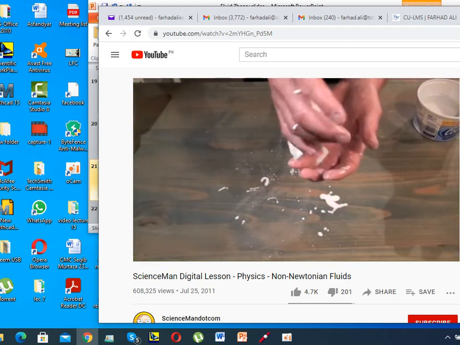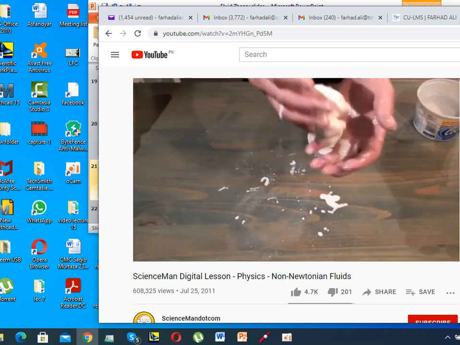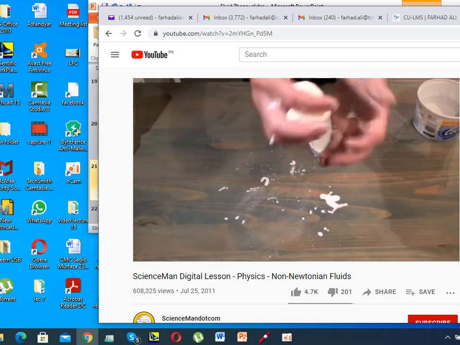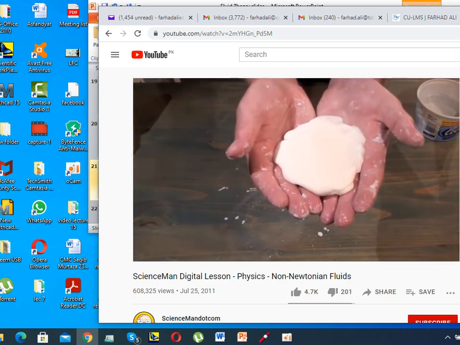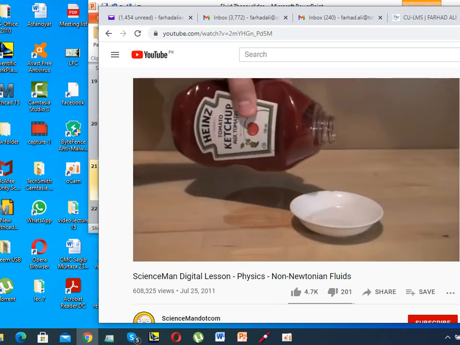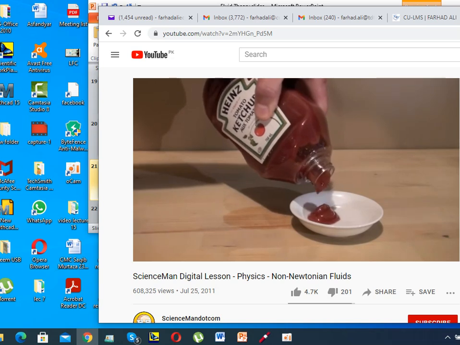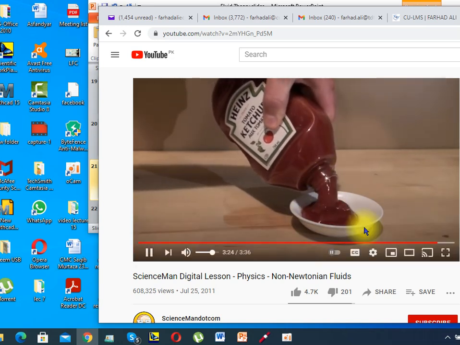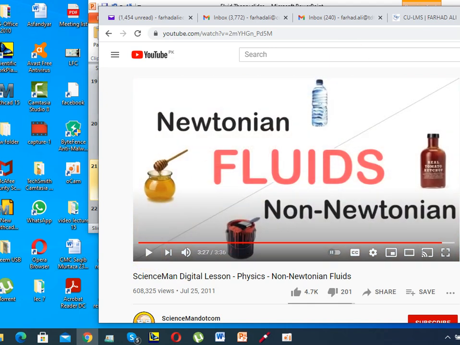So in summary, non-Newtonian fluids have unpredictable responses to applied forces. With applied forces, they become more viscous, such as cornstarch, or less viscous, like ketchup. What other fluids might you suspect to be non-Newtonian fluids?